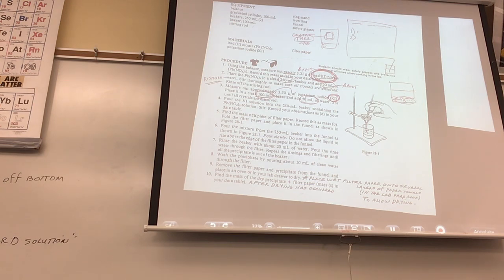All right, so let me tell you who your partners are, and you have the rest of the period to come up with a plan. All I want you to do is tell me step 1. Somebody's going to go weigh the filter paper. Somebody's going to get the goggles. Somebody's going to go weigh out 3.31 grams of lead 2 nitrate and put it in a 250 milliliter beaker.